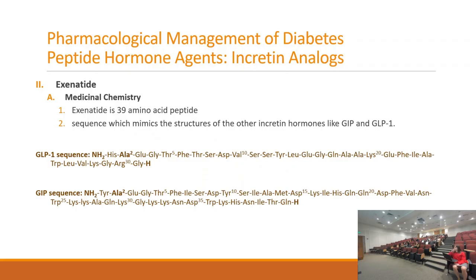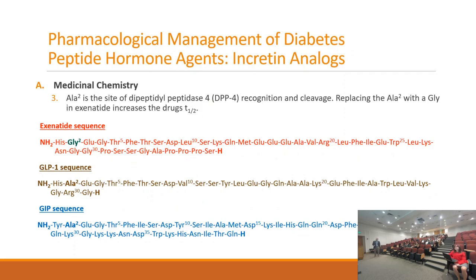Just for your reference, here is the amino acid sequence for GLP-1, and here's the amino acid sequence for GIP, just so you can get a sense of what the amino acids are. You don't need to memorize it, but we're going to look at some structural differences between these molecules and the drug molecules so you can see what kind of modifications have been made. Now, let's talk about the first one.